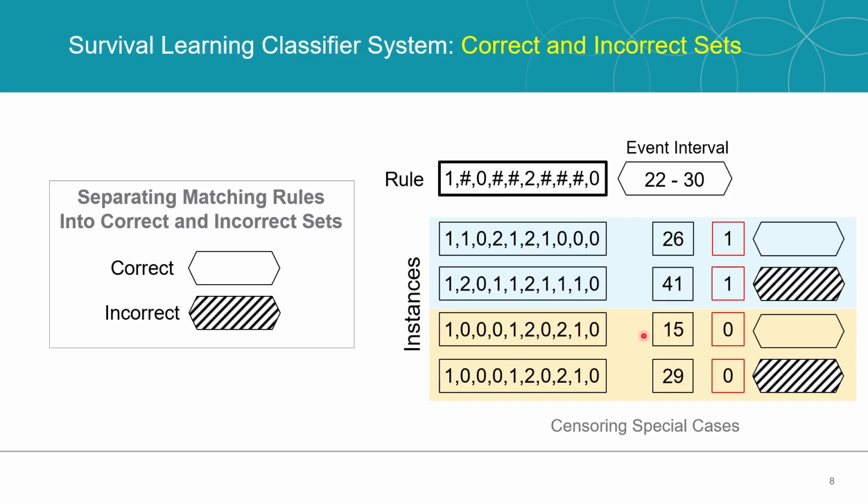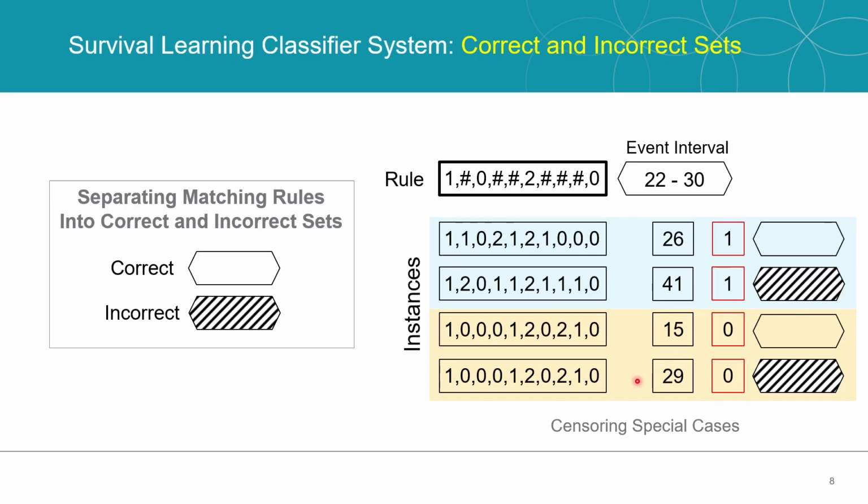So in this first case, the instance's time falls before the event interval. And in this case, Survival-LCS would put that rule into the correct set. While there is ambiguity here as to when the actual event occurred, this rule is as correct as we can hope for, given that at least it predicted that the event would happen sometime after this instance's time point. Had this time been after the event interval, this rule would have been put into an incorrect set.